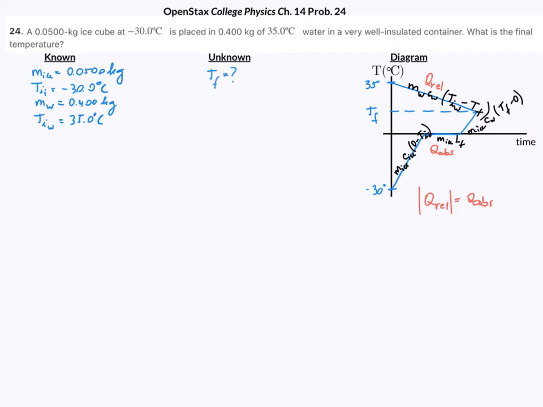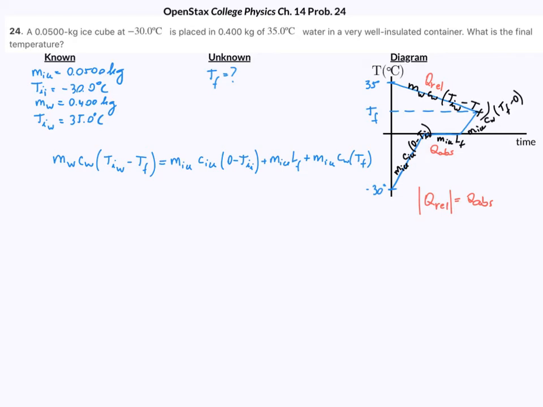All right, so I'm going to write all of this down as an equation. Starting out with absolute value of Q released equals Q absorbed. Then I have mass of water, specific heat of water times T initial water minus T final, so that's the absolute value of Q released, equal to mass of ice, specific heat of ice, times 0 minus T initial ice. Then to that I have to add the latent heat of fusion, so that's mass of ice, latent heat of fusion. And to that I have to add the last bit, mass of ice, specific heat of water, times T final minus 0. I'm going to skip the 0.